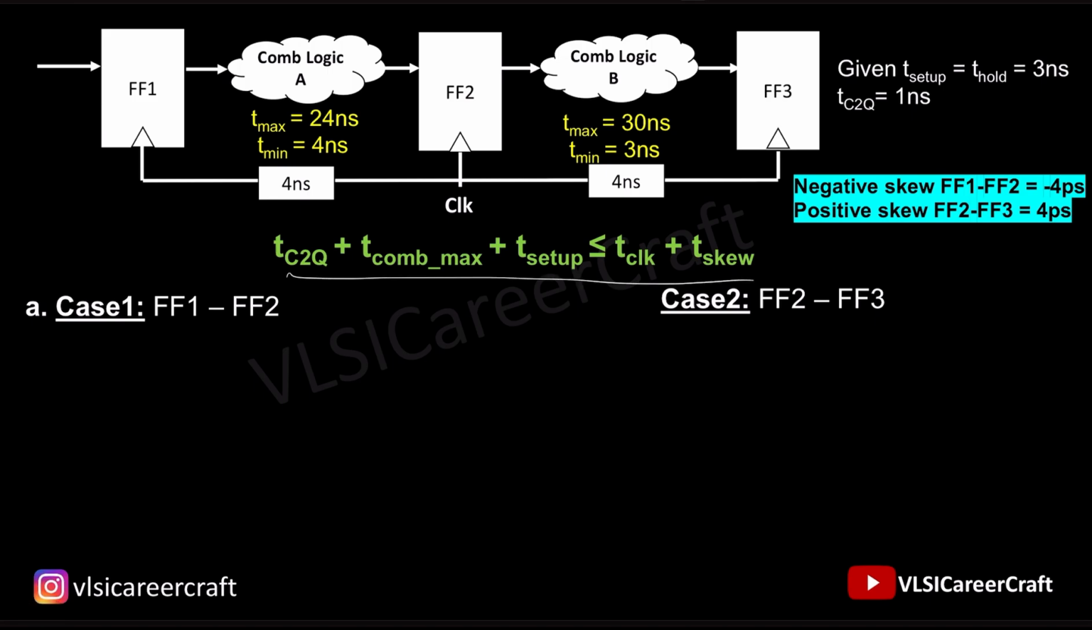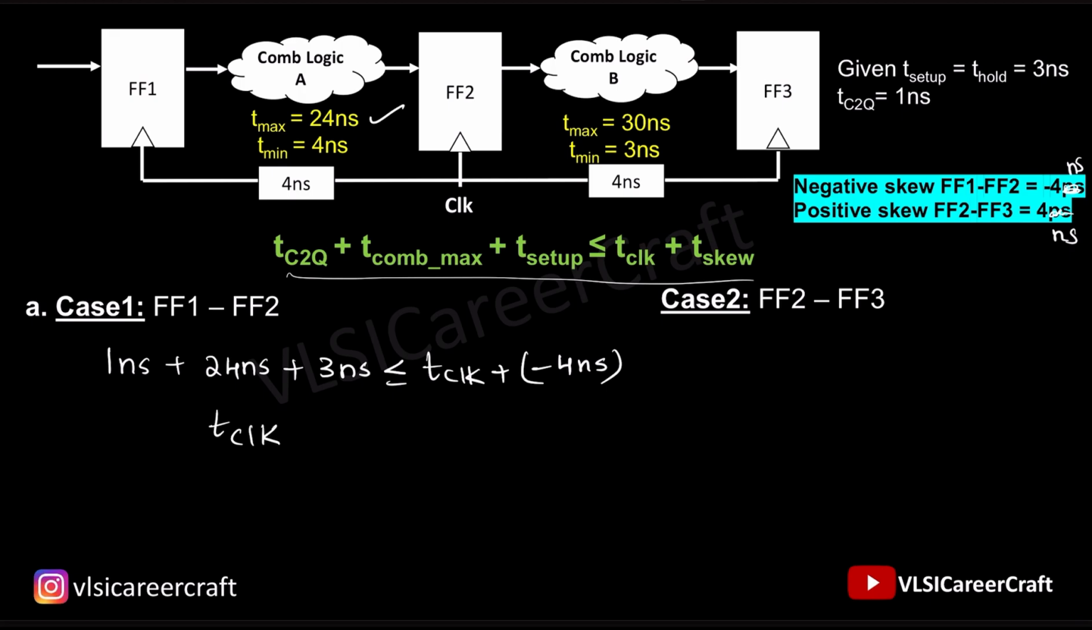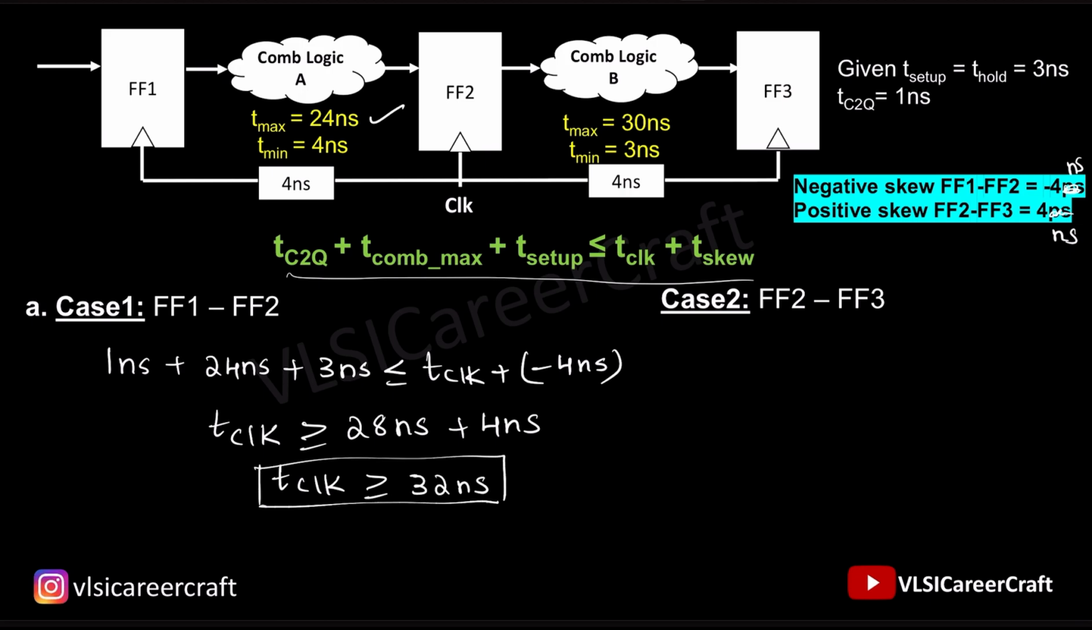We have this equation, and we need to substitute the values accordingly. The clock to queue is given as 4 nanosecond, plus T combinational delay max in the first case is 24 nanosecond, plus T setup is given as 3 nanosecond, which is less than or equal to T clock, plus we have seen a negative clock skew of 4 nanosecond. That gives us T clock is greater than or equal to 28 nanosecond plus 4 nanosecond. So this is for case 1.